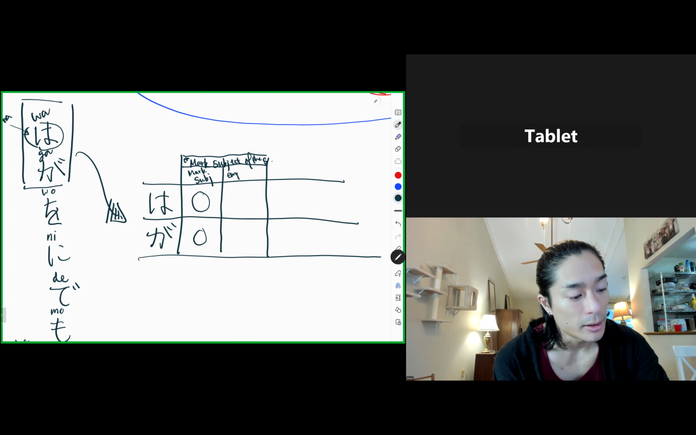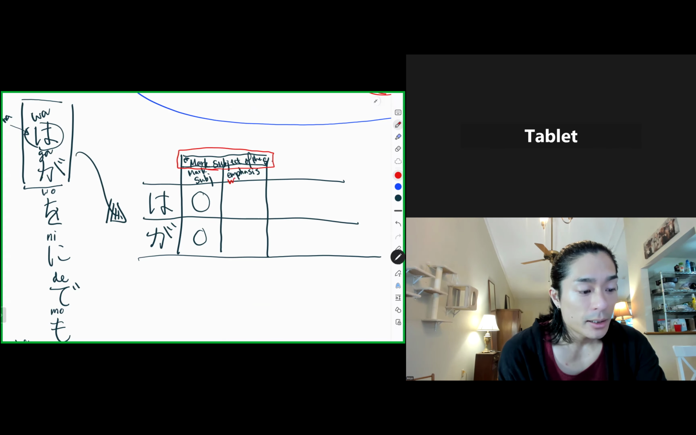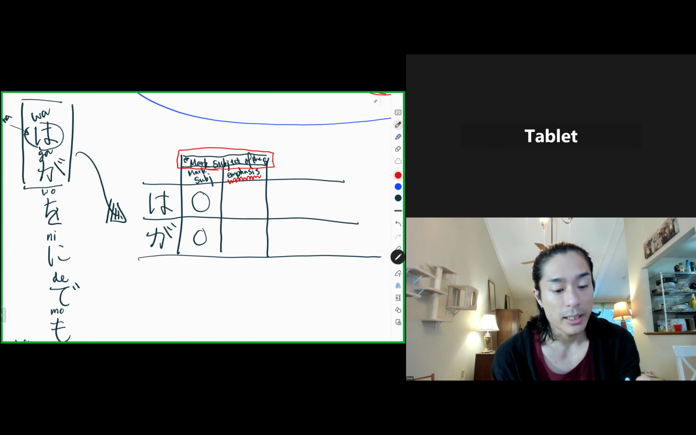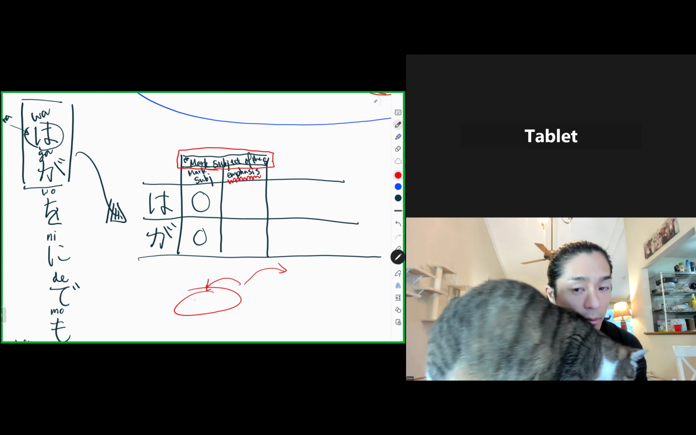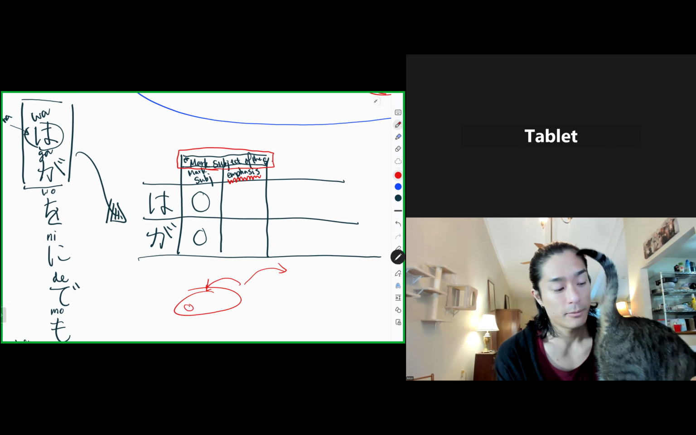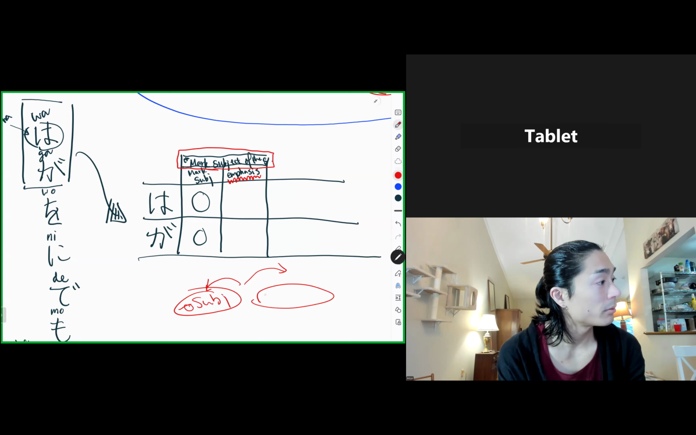But there's a second point on this. Still within the same function that these particles mark the subject of a sentence, there's a slight difference, and that's emphasis. While at the same time, wa tells whatever noun it's connected to that it is the subject, it also emphasizes one way or another, the two options. That's my cat. That's Me-chan. Subject or topic.